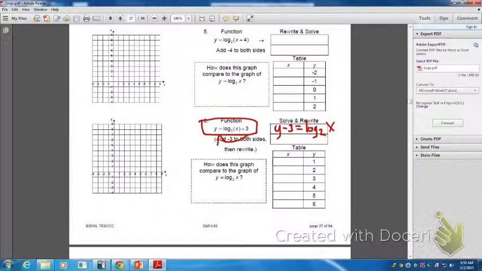Now we're going to rewrite it. Our base again is what? 2. Our power is y minus 3, and that equals our exponent, which is... what's our exponent? X. Yeah. Is that right?